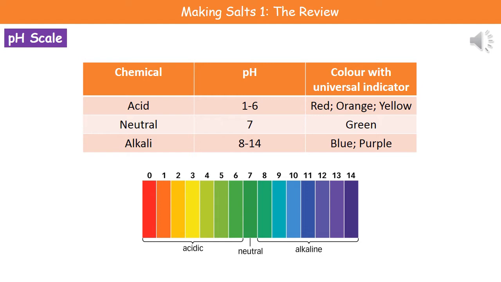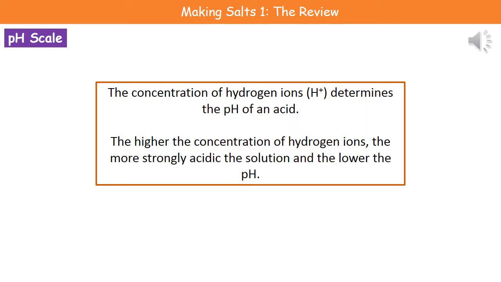So acids, if you remember, are pH 1 to 6, and if we add universal indicator, their colours are red, orange, yellows, and so on. Our neutral is pH 7, and that's got that green colour, and then our alkali is 8 to 14, and it's got the blues and the purples.